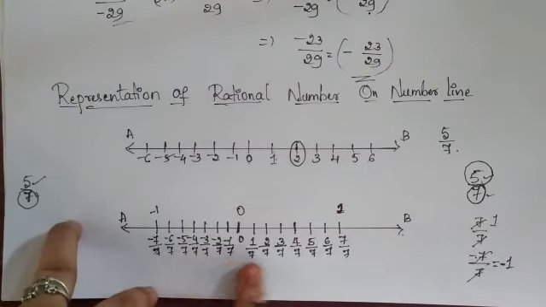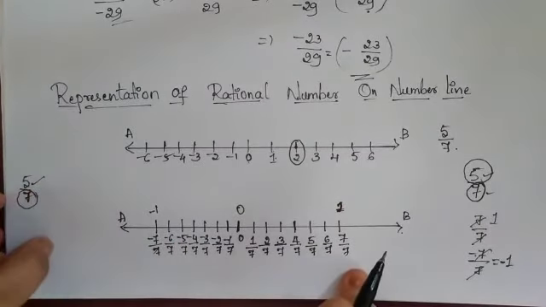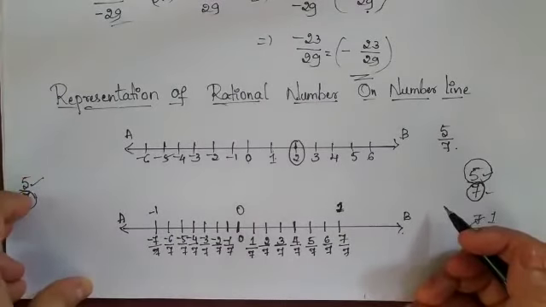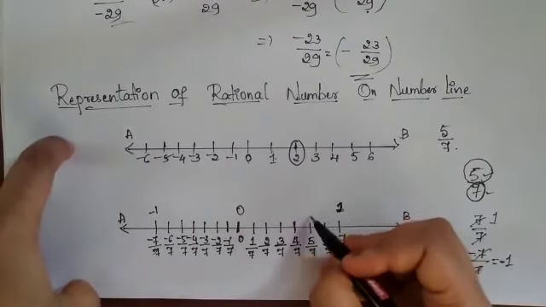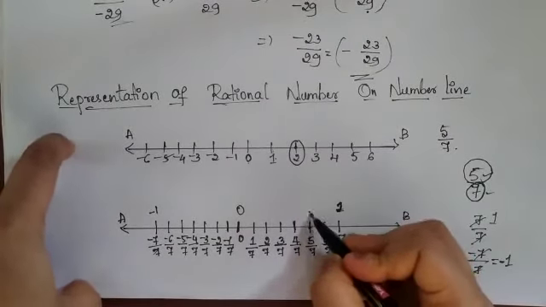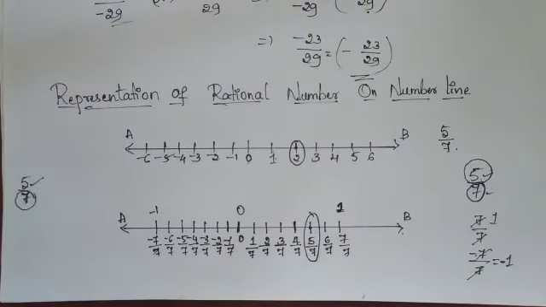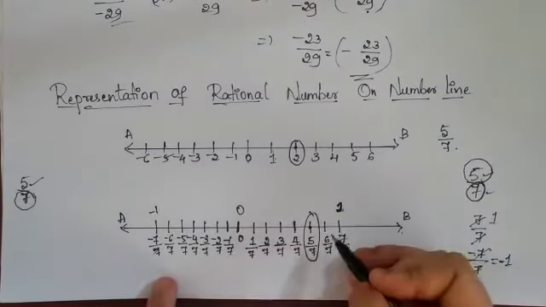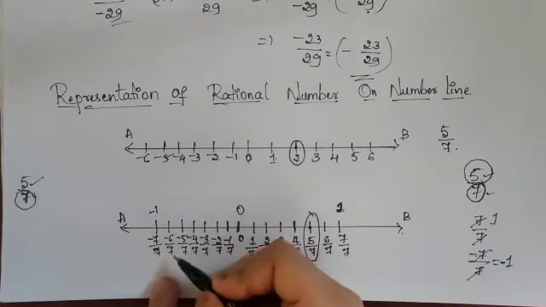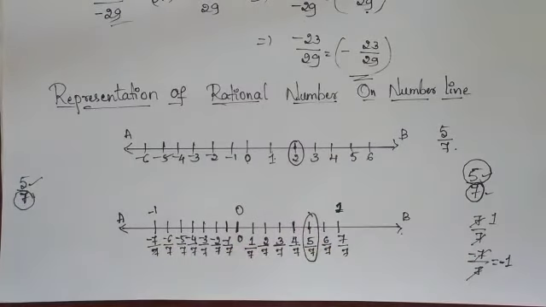Now we have divided into 7 parts. According to the question, we have to represent 5 by 7 here. So where is 5 by 7? You mark it. This is the 5 divided by 7. If the question is to represent minus 5 divided by 7, then instead of here, you have to circle it here. So this is about 5 by 7.